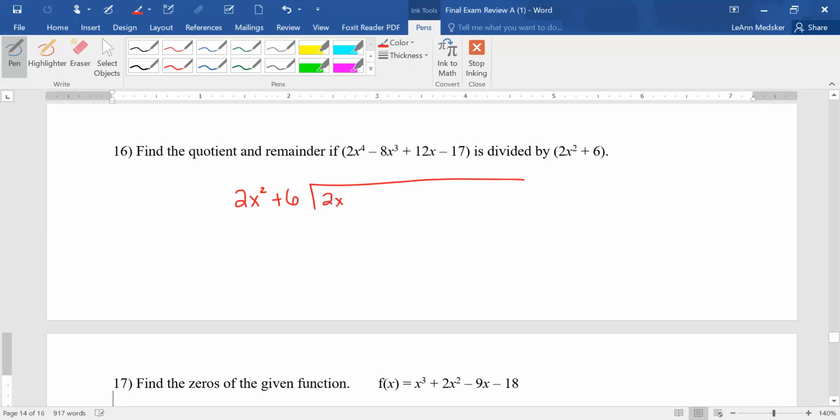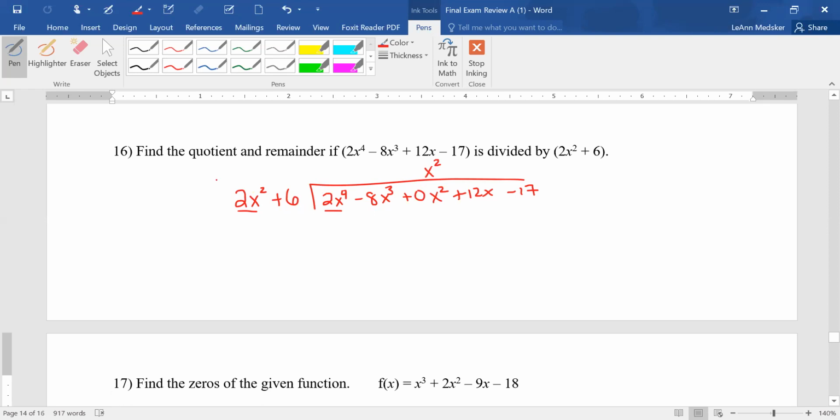So I have 2x to the fourth minus 8x to the third. I'm missing x squared, so I'm going to put 0x squared in its place, plus 12x minus 17. First question you ask is, what do you multiply 2x squared by to make 2x to the fourth? We would need to multiply that by x squared since it already has a 2. That's nice to have that placeholder here now because we know where to line this up.